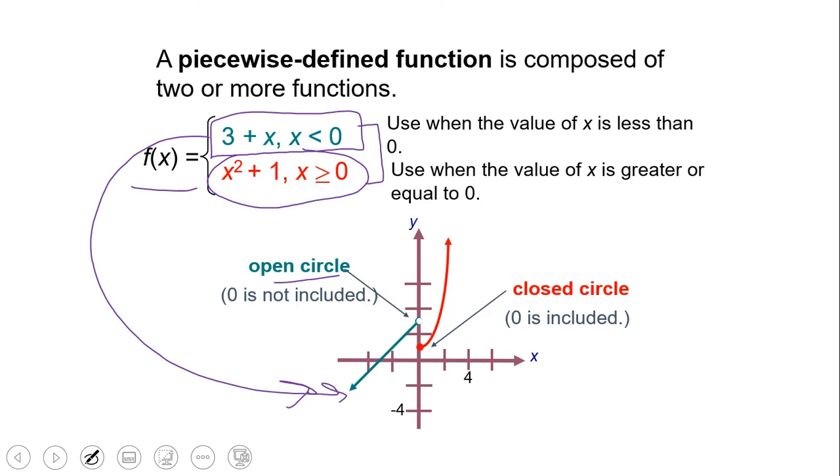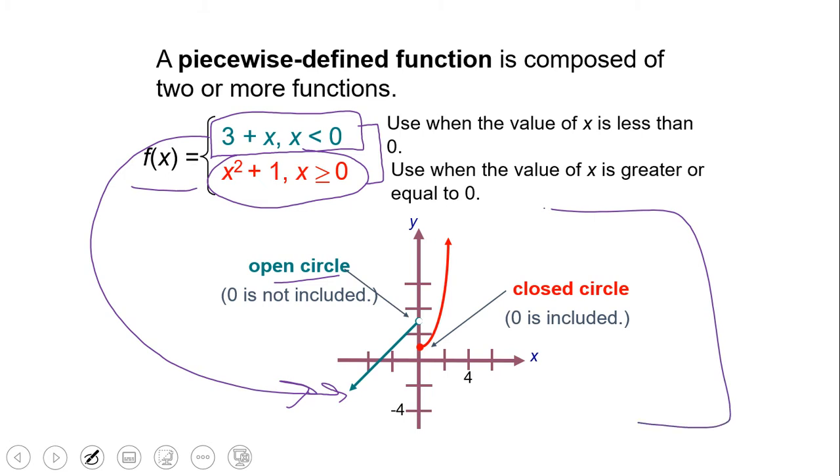Then to graph the second piece of the function, x squared plus 1, 0 is included. So you're going to go ahead and plug 0 into that equation. If you square it and then add 1, you're going to get 1. Because of the fact that it's included, that's going to be the closed circle. And then ultimately here is your final answer.